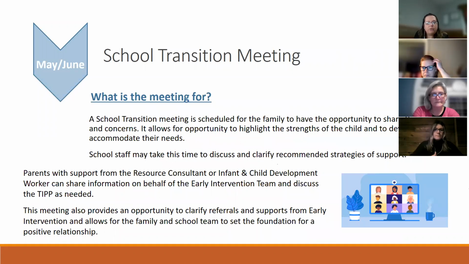And then we have May and June. School transition meetings happen in May and June. So what is a meeting for? Why might you have a meeting? Well, a school transition meeting is scheduled for your family to have an opportunity to share your visions and your concerns. It also allows for an opportunity to highlight the strengths of your child and then to develop a plan to accommodate their needs. So you will be part of this meeting. Your resource consultant or infant and child development worker will support you in setting up this meeting with school staff. And school staff may take this time to discuss with you and clarify any recommendations and strategies of support.